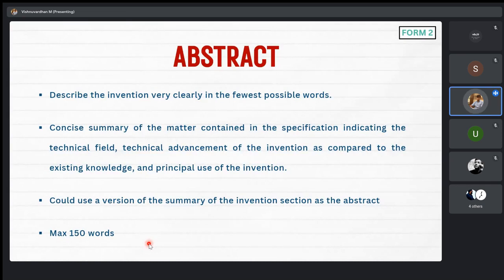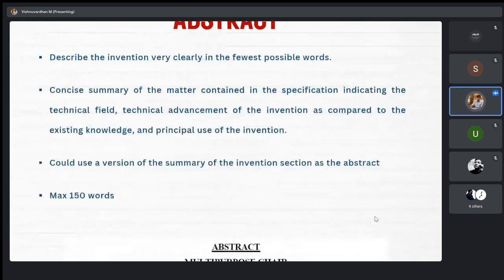Instead of writing "Vishnu is giving a G meet," say that "I attended a G meet given by Mr. Vishnu." Just rephrase it a bit. So describe the invention very clearly in the fewest possible words. A concise summary of the matter contained in the specification, indicating the technical field, the advancement as compared to the existing knowledge, and the principal use of the invention. So basically everything conveyed in a gist of 150 words. You could use a version of the summary of your invention itself as the abstract. Just rephrase it. That's about it for the abstract.